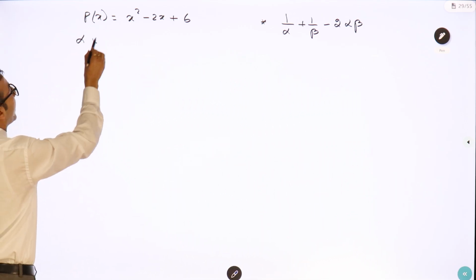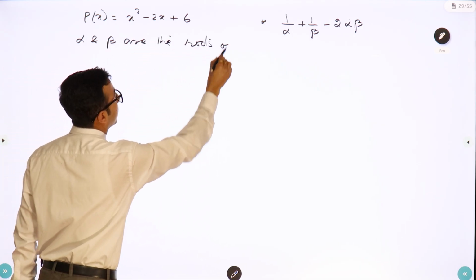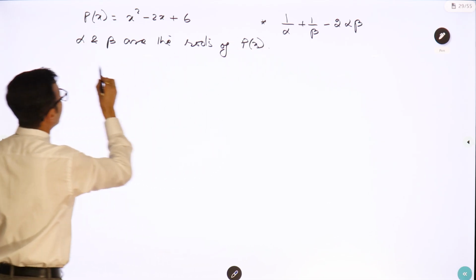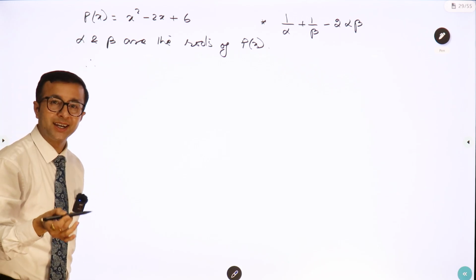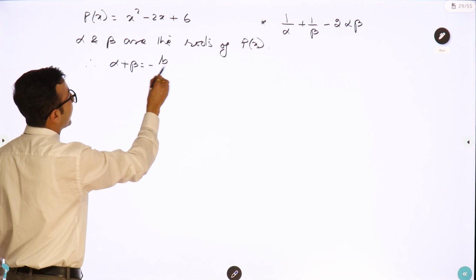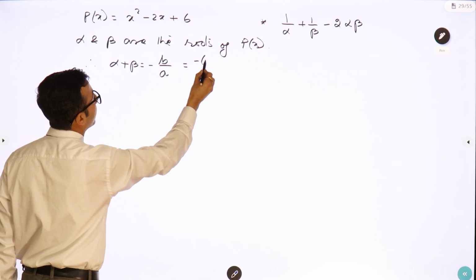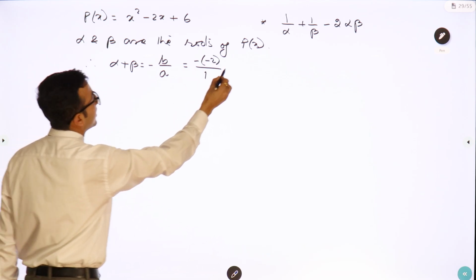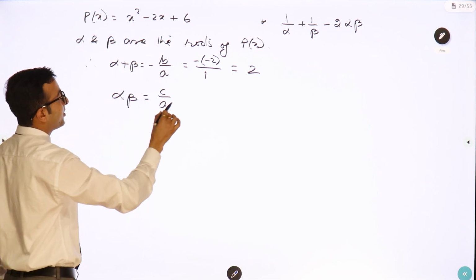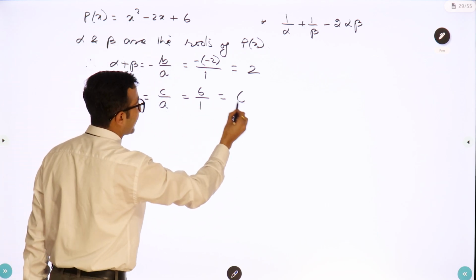Alpha and beta are the roots of, let it be, p(x), a polynomial in the variable x. So therefore, we have one weapon: the relationship between roots and coefficients. So the sum of the roots is minus b by a. You can see that b is the coefficient of x, so minus of minus 2 divided by a, which is 1, equals 2. And the product of the roots is c by a. c is the purely constant term, that is 6, and in place of a, the coefficient of x square is 1. So it gives us 6.